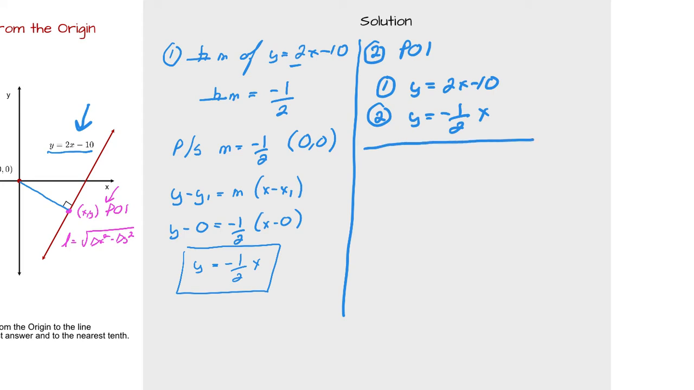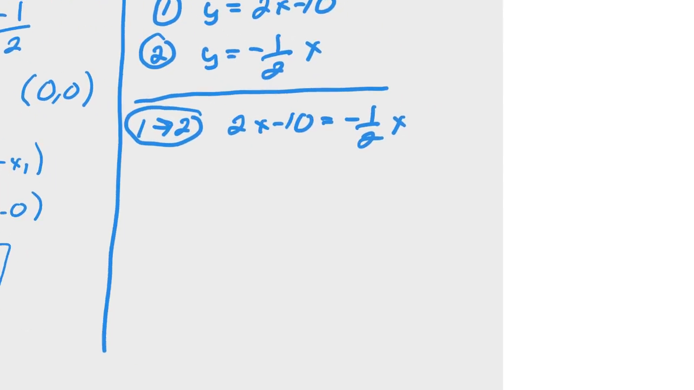You can use elimination or substitution. I think at this point it might be easier to use substitution. So I'm going to go 1 into 2 or 2 into 1. So I'll get 2x minus 10 equals -1/2 x. To find x, I'm going to clear my fraction first. So I'm going to multiply both sides by 2. And this will clear the fraction on the right.